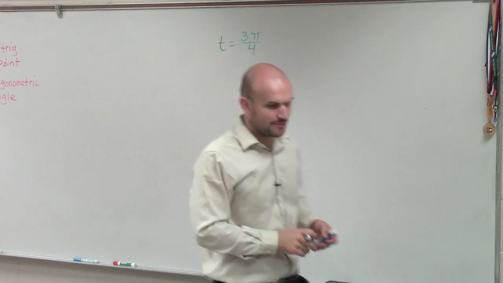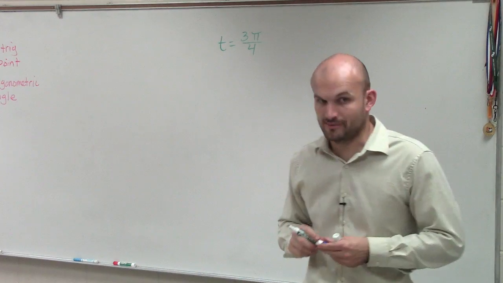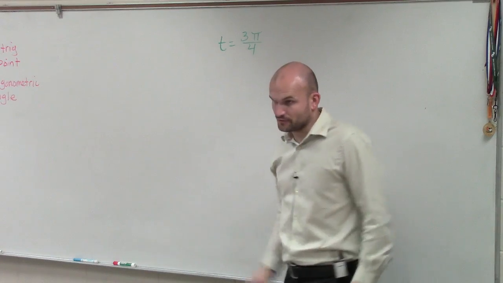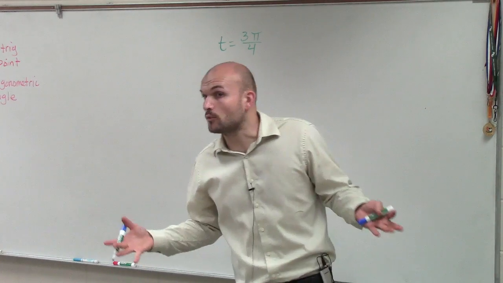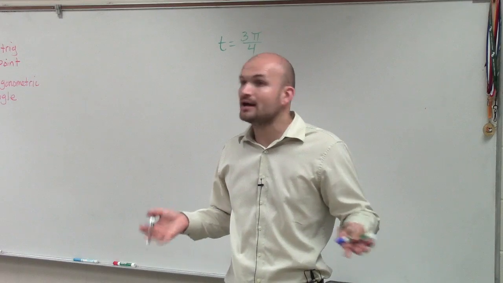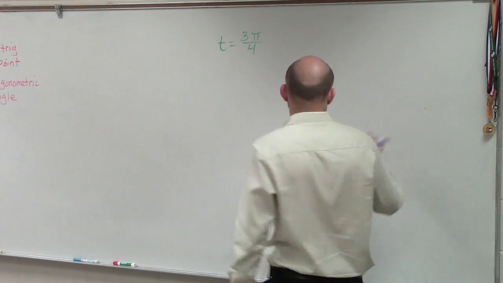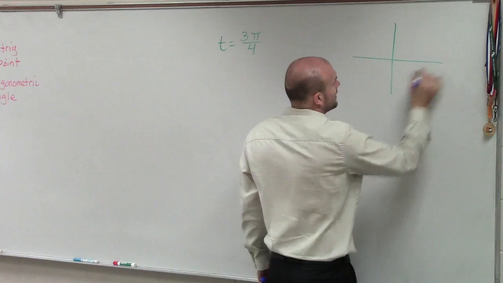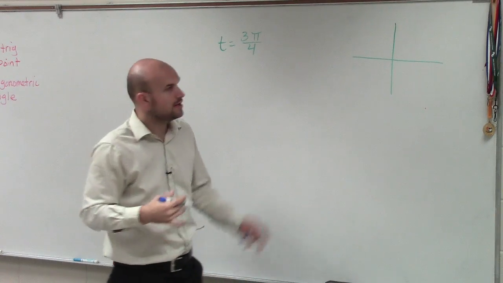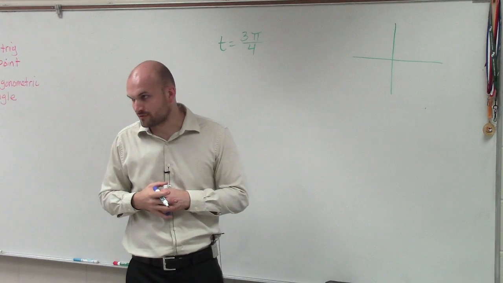What we're going to do is show you how to evaluate all 6 trigonometric functions. If I give you an angle 3 pi over 4, the first thing we need to do is determine where 3 pi over 4 is and what the point at 3 pi over 4 is. I'm going to do this in 2 different sections. First, I need to determine where 3 pi over 4 is.